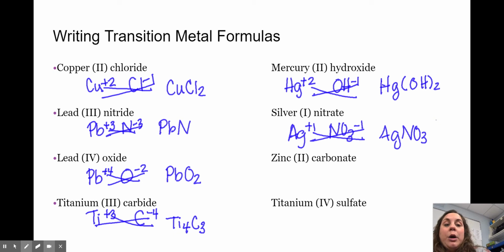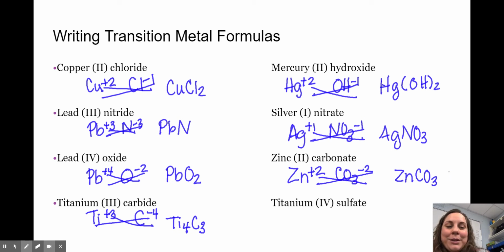Next, we have zinc carbonate. So we start with zinc with a charge of +2. And then we have carbonate, again, ending in ATE. So we automatically know it's on the polyatomic ion list. Carbonate is CO3, and its charge is -2. Those can simplify when I cross them down. So it's just ZnCO3.